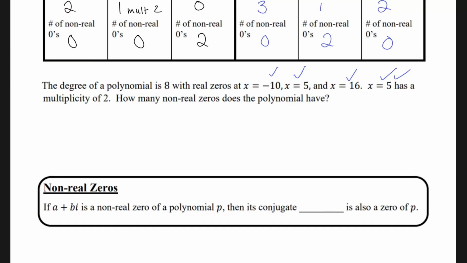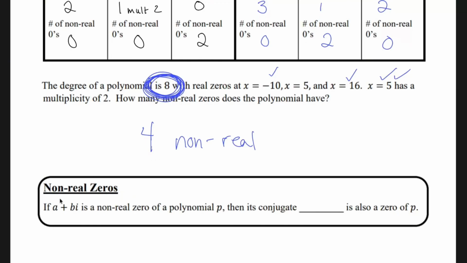So hold on, dumb me. I kind of accidentally counted this guy twice, so I made it super confusing. What we have is 3 real zeros, but it counts as 4 because of the multiplicity, which means we're going to have a leftover of 4 non-reals. Now again, what you do is you take the polynomial, and the degree tells you how many complex zeros you're going to have. You take away the number of real zeros, and that's what you're left with for non-reals.